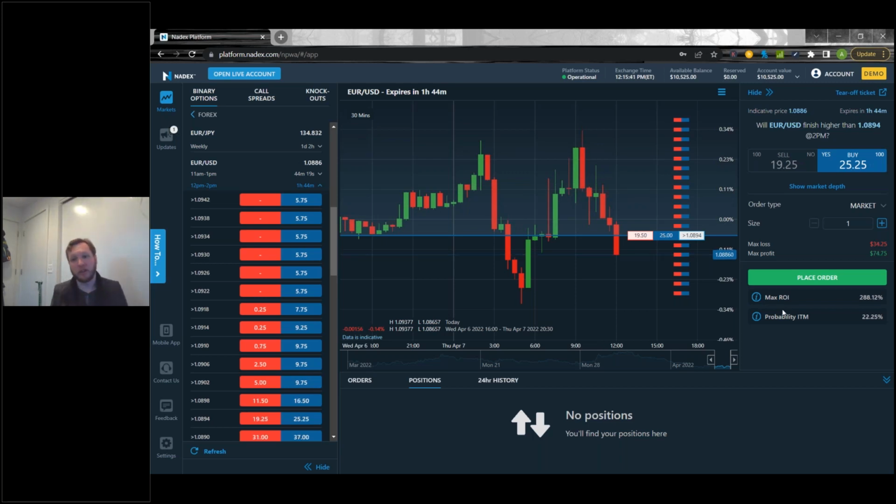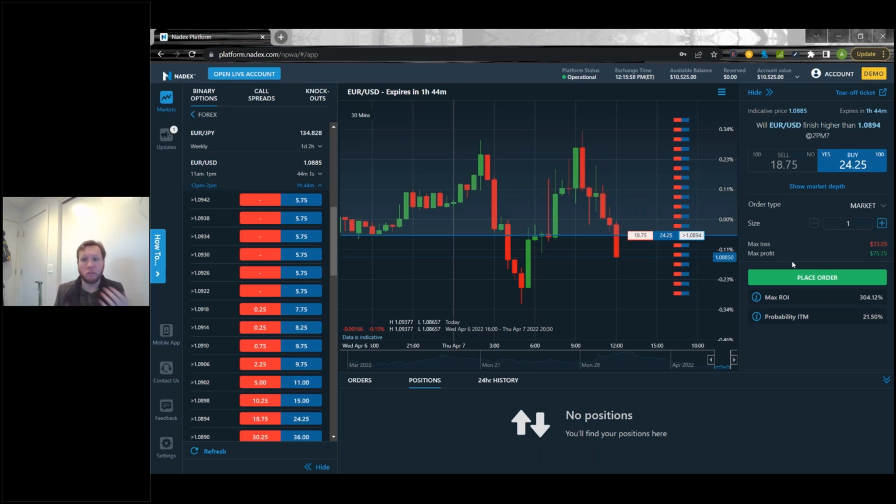So before I do get in and actually place the order, there's a couple more panels on the bottom of the deal ticket here, and these are actually very important. So we have, first of all, our max ROI and our probability ITM. So what do these mean? So ROI, return on investment, ITM, in the money. So basically these are telling you what is the maximum return I can get on this contract, right?